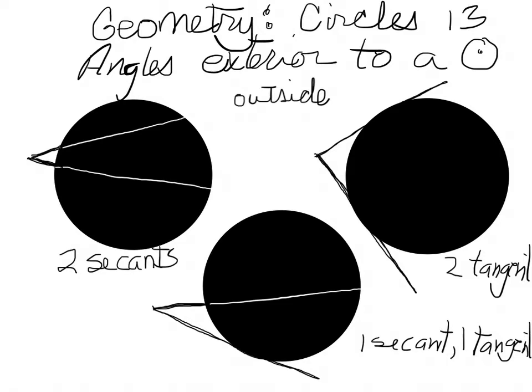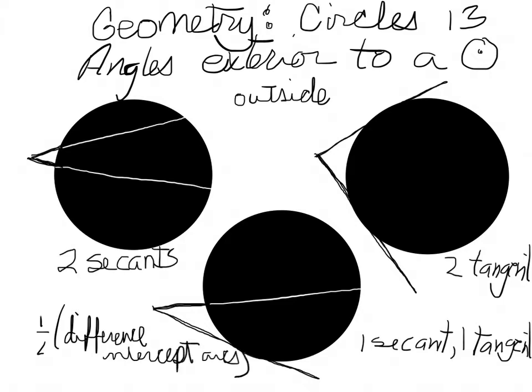The theorem says if an angle is formed in any of these three situations, that angle is equal to 1/2 the difference of the intercepted arcs. So it's 1/2 the difference of the intercepted arcs. So we're going to do a couple of examples and show you how that looks.